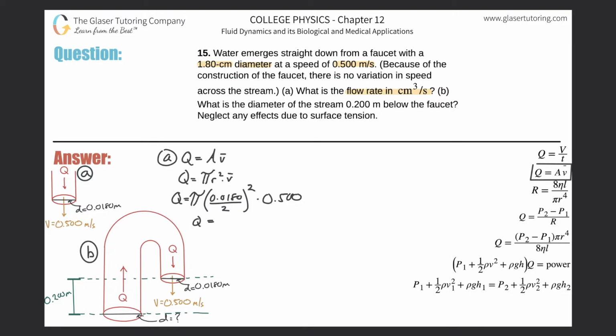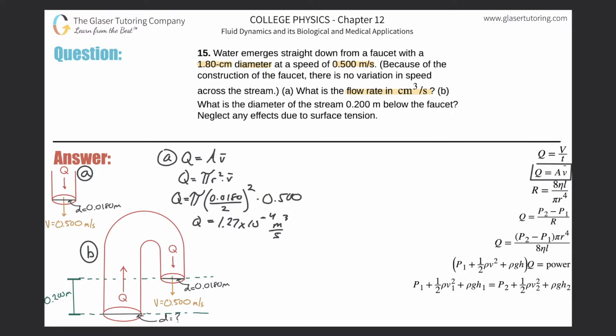So let's try to solve this. If I knew where I put my calculator. Oh, here it is. Found it, guys. Don't fret. So now we'll take pi, multiply it by, in parentheses, 0.018 over 2 squared, times 0.5. And we get a value now. The Q, the volume flow rate, is 1.27 times 10 to the minus 4. Now, if you notice, this will be in terms of meters cubed per second, because I had meters for my diameter, which I converted into a radius, and meters per second for the velocity.